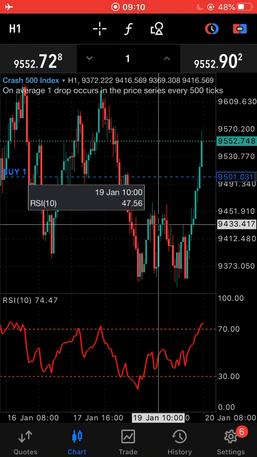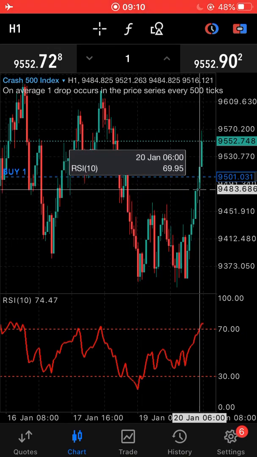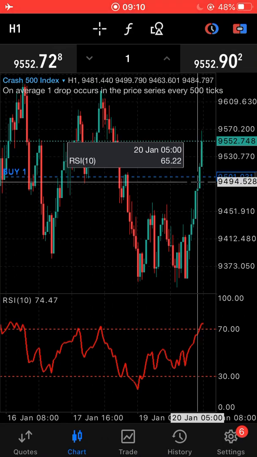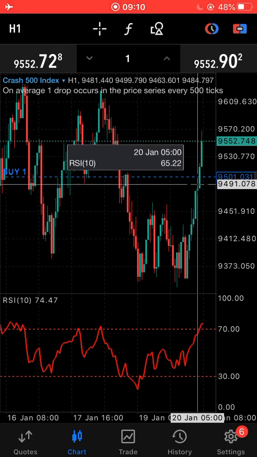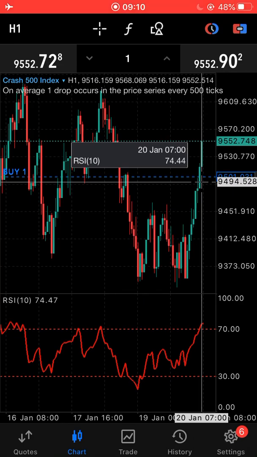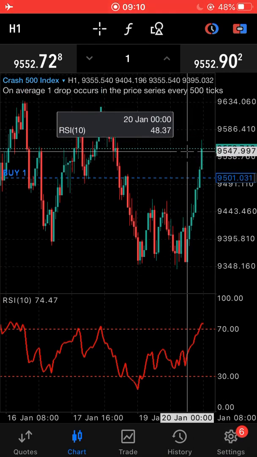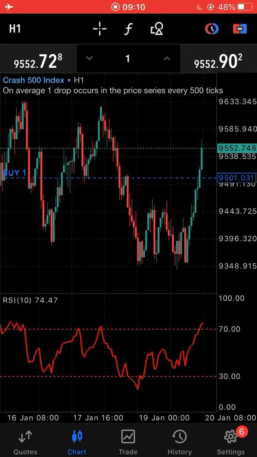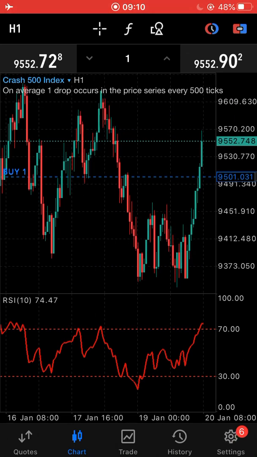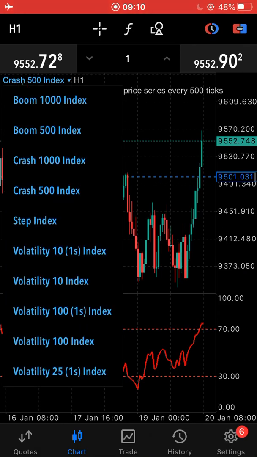I'm always as transparent as possible. So this is Crash 500. It hit our 70 level and I bought, though I made this entry using price action. So I'm looking to combine this with price action and see how it goes. So let's check another pair, guys.